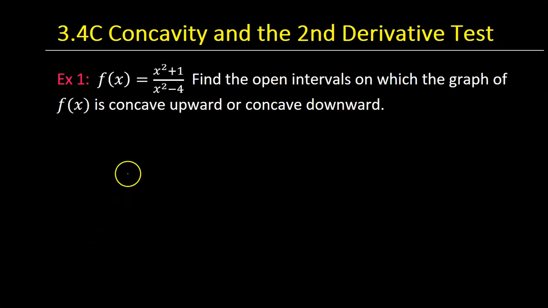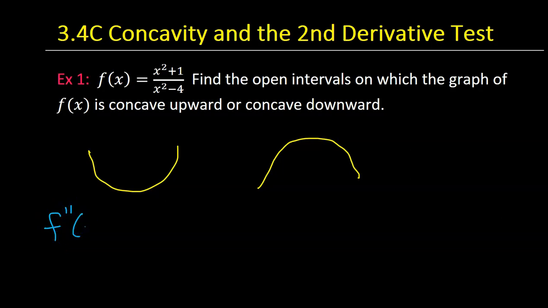In this video, I will show you how to use the second derivative test to find the open intervals on which this function is either concave upward, which is like this, or concave downward. And in past videos, we have learned that the way the second derivative test works, if the second derivative is positive, then that's where the function is going to be concave up. And if the second derivative is negative, that's when the function will be concave down.